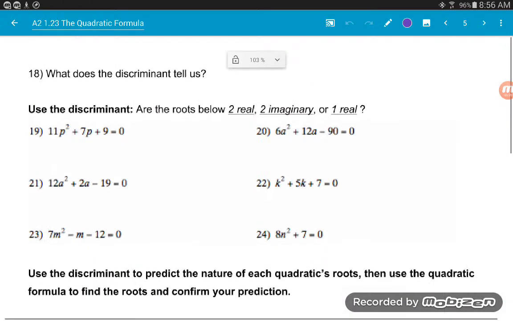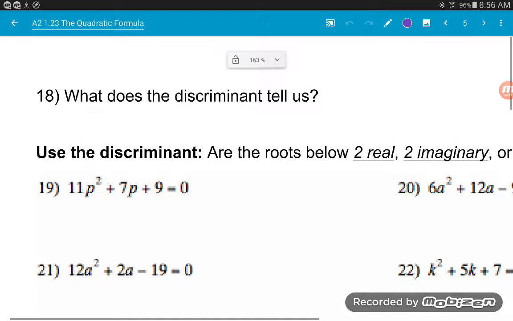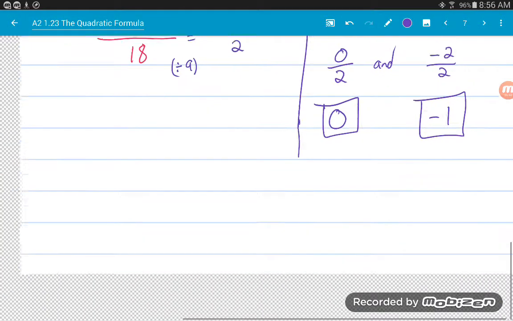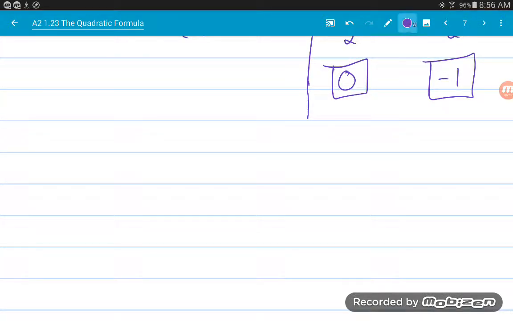The first question on the back of our sheet says, what does the discriminant tell us? So we're going to answer question number 18 first. What does the discriminant tell us? Now, who can remember what the discriminant is? The discriminant is b squared minus 4ac. It's the part that's underneath the square root in the quadratic formula.